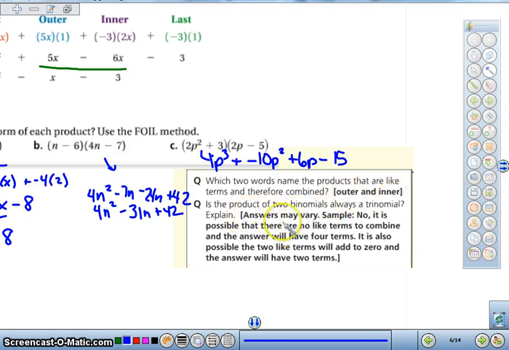Is the product of two binomials always a trinomial? And the answer to that is no. If you need to pause the video so you can read through this and think about this, you can take a look at that. So pause the video and look at it. If you want to re-watch it, you could.